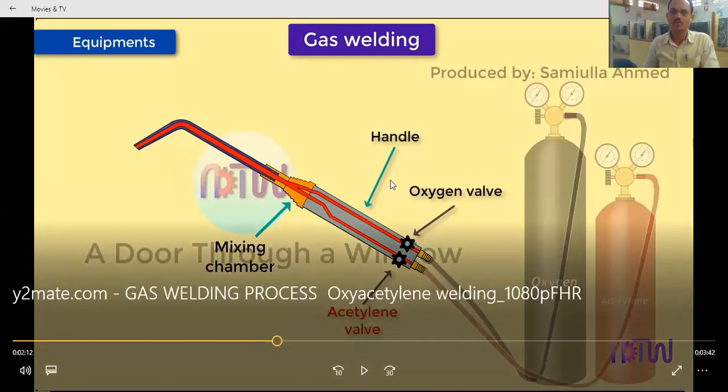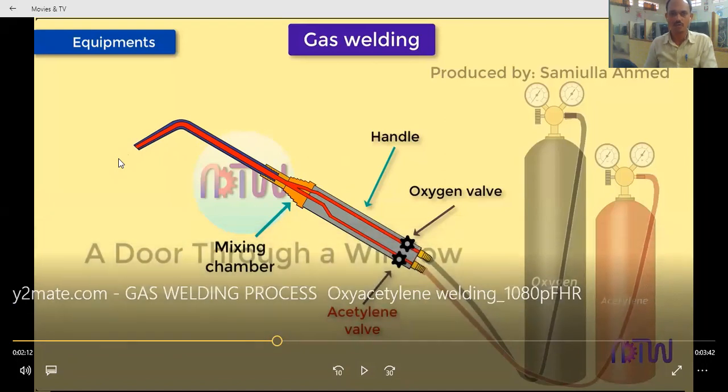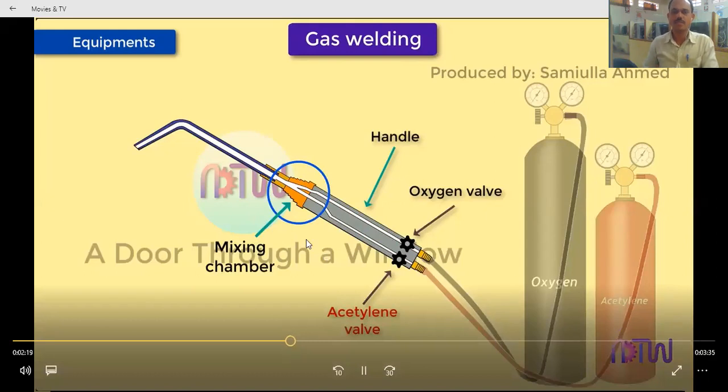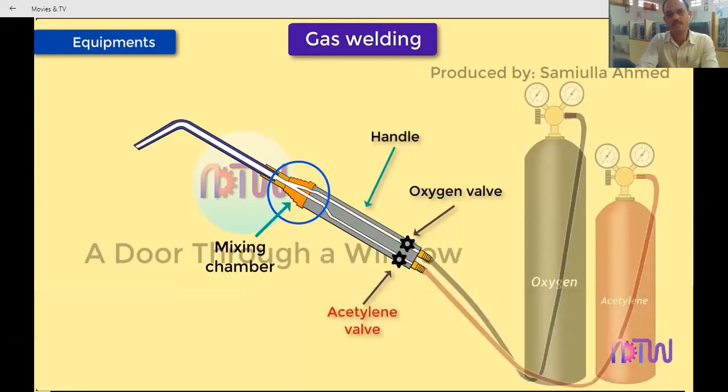So this one is the handle. And here we have the mixing chamber. Mixing chamber means here two gases mix together. That is, oxygen and acetylene are mixed together, and then it flows towards the torch and comes out from the torch. This is again the same mixing chamber. So the mixing is very important.